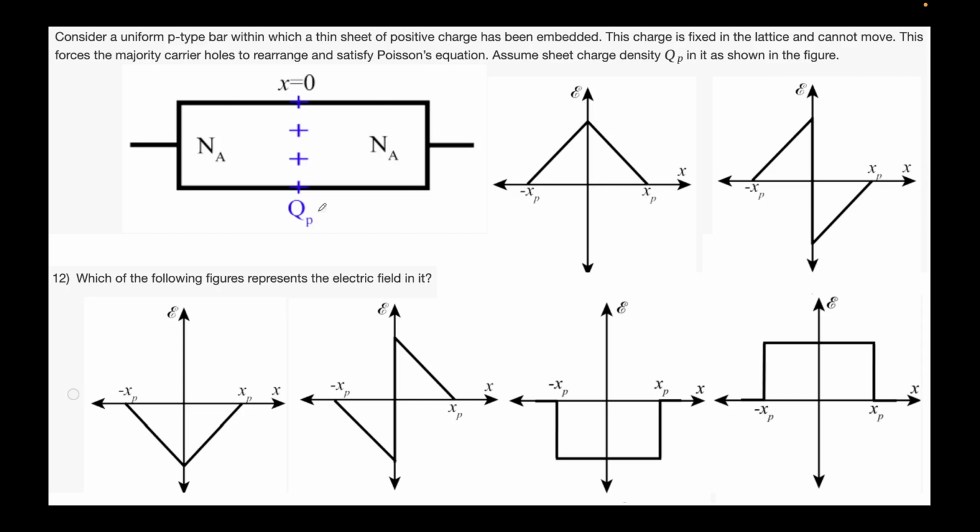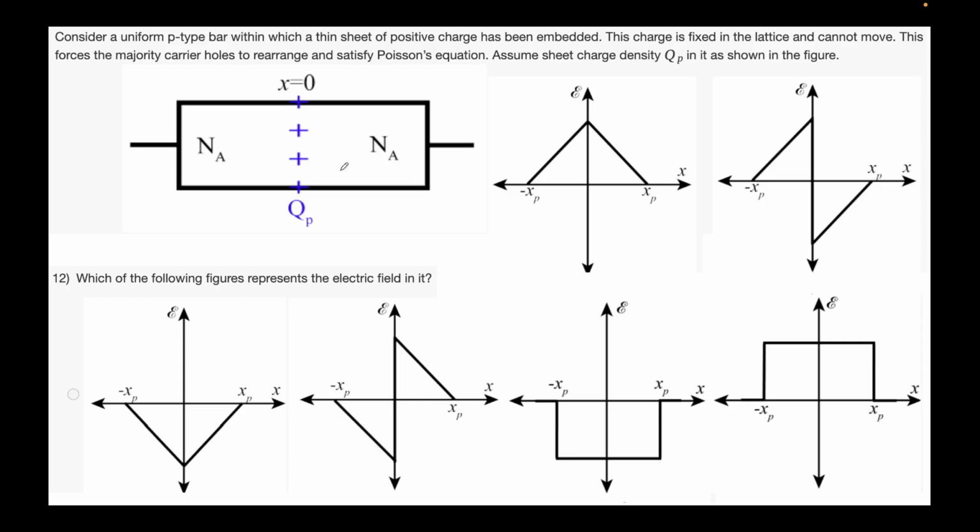So due to some manufacturing defect or whatever, it has a thin sheet of charge QP. The charge is fixed in the lattice and cannot move. This is important. This is not mobile. This is like your lattice ions, right? They're fixed. This forces the majority carrier holes to rearrange and satisfy Poisson's equation. Remember, all this analysis started from the fact that it's difficult to solve Poisson's equation, so we made the depletion approximation. So this problem takes us back to that analysis.